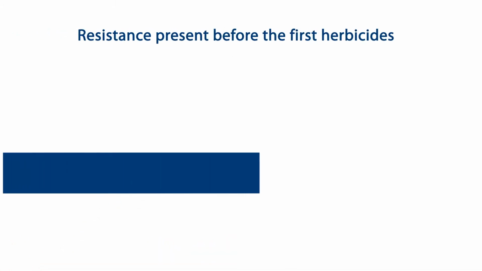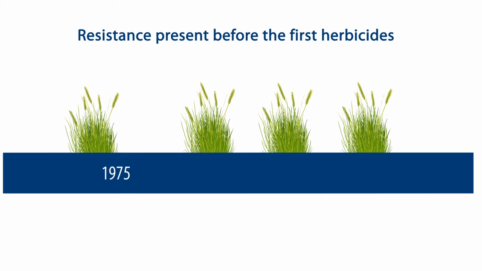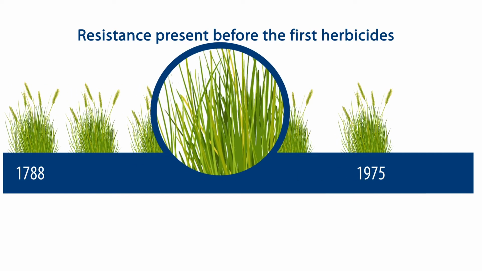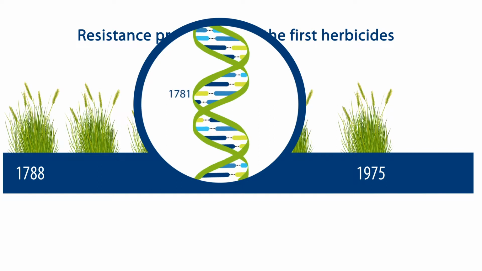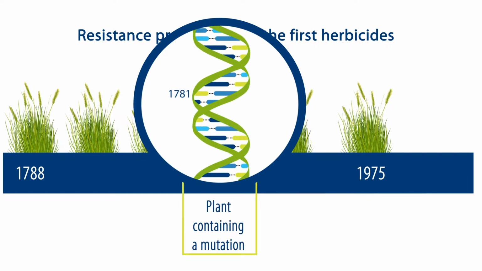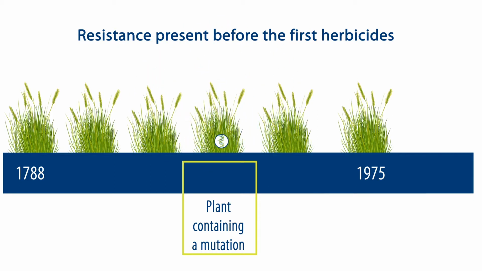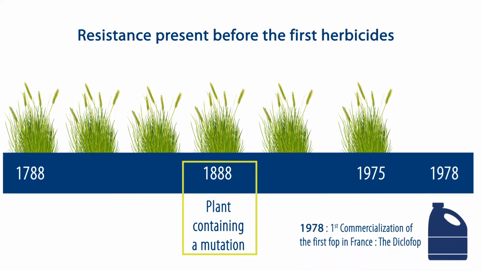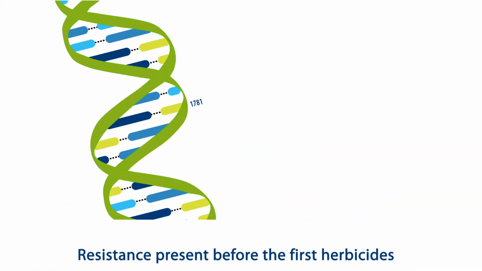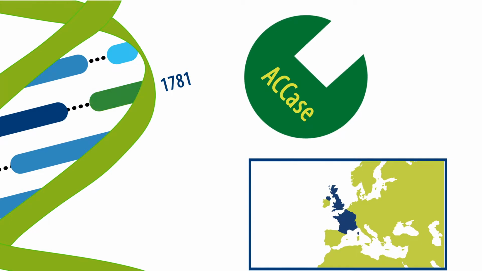INRA researchers recently demonstrated from an herbarium collection of foxtail grasses harvested between 1788 and 1975 that one plant contained a mutation on the ACC-ACE gene, one of the causes of resistance to ACC-ACE inhibitors. This plant was harvested in the Bordeaux area in 1888, 90 years before the first ACC-ACE inhibitor was marketed in France. This mutation, located at position 1781, is now the most widespread one in Europe.